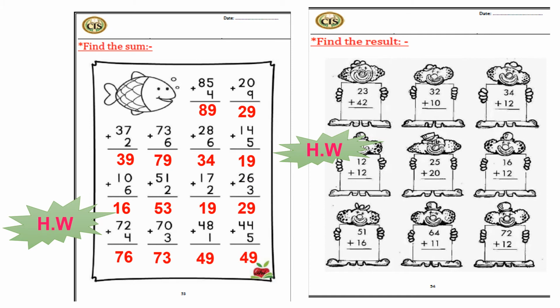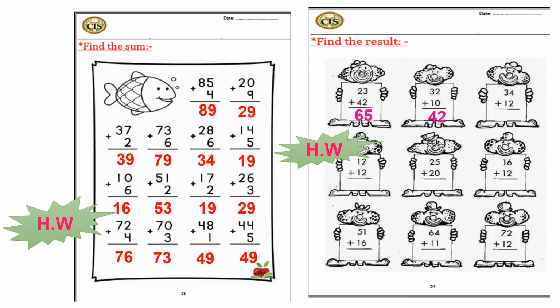Okay, page 54, find the result. We have here 23 plus 42. As we did before, ones with ones, tens with tens. So we have here 3 plus 2 equals 5. 2 plus 4 equals 6. So the sum is 65. 32 plus 10. Ones with ones, tens with tens. 2 plus 0 equals 2. 3 plus 1 equals 4. So the sum is 42.